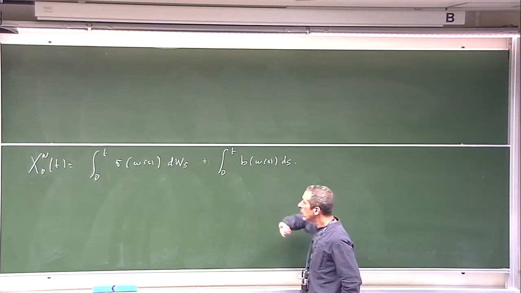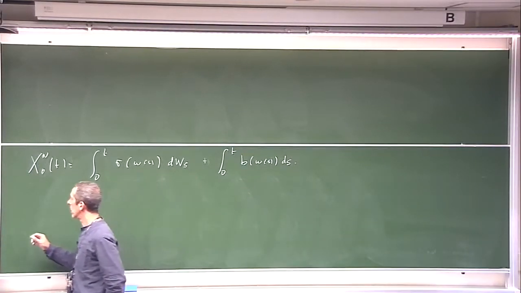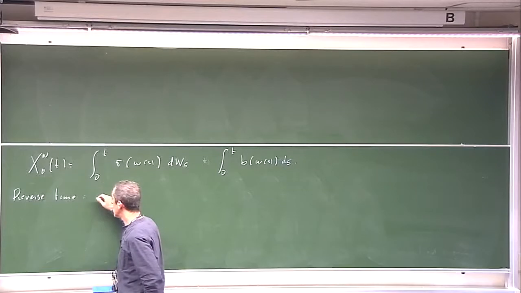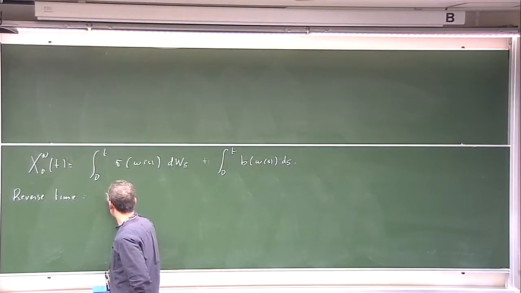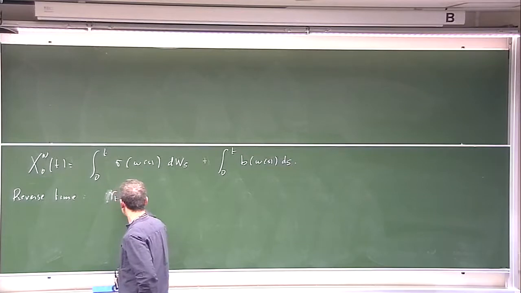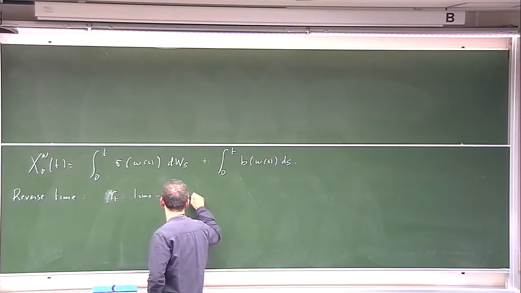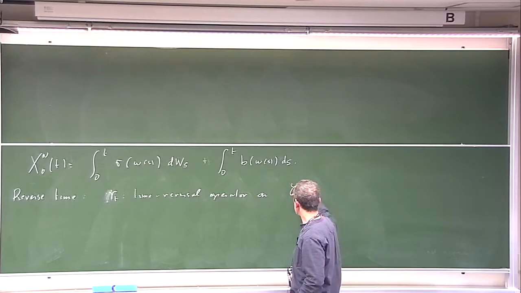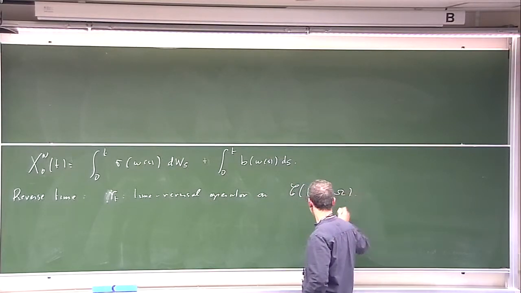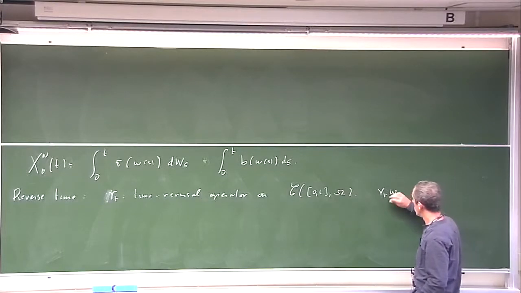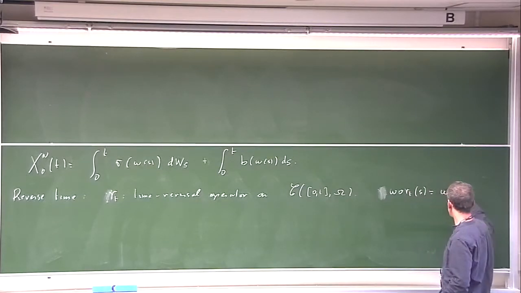If you reverse time, you look at what happens in this equation when you reverse time. So reverse time means that, say, you fix a time t, and you look at r_t. This is a time reversal operator on the space of continuous trajectories defined from 0 to t with values in omega. So if you take a trajectory omega and compose it with r_t, at time s, this by definition is omega at time t minus s.